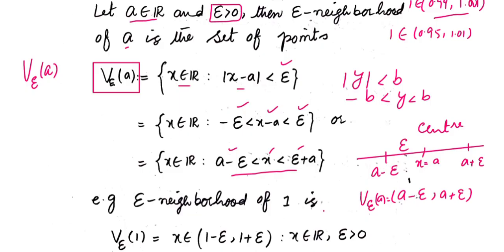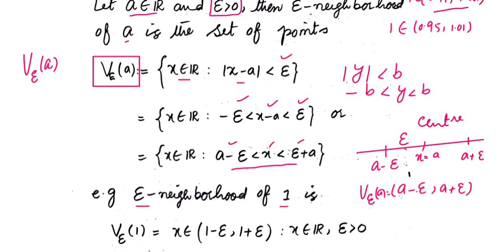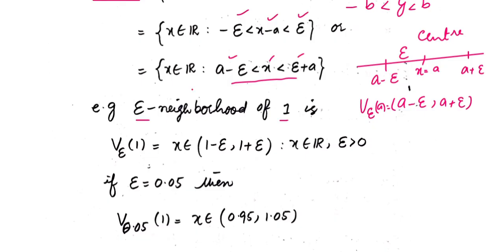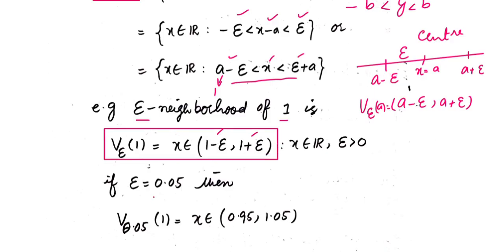For example, the epsilon neighborhood of 1. This is simply an open interval. By setting a is equal to 1 here, we have 1 minus epsilon to 1 plus epsilon. So this notation represents the epsilon neighborhood of 1. If you fix the value of epsilon, suppose 0.05, then the epsilon neighborhood of 1 with epsilon 0.05 is the open interval 0.95 to 1.05.